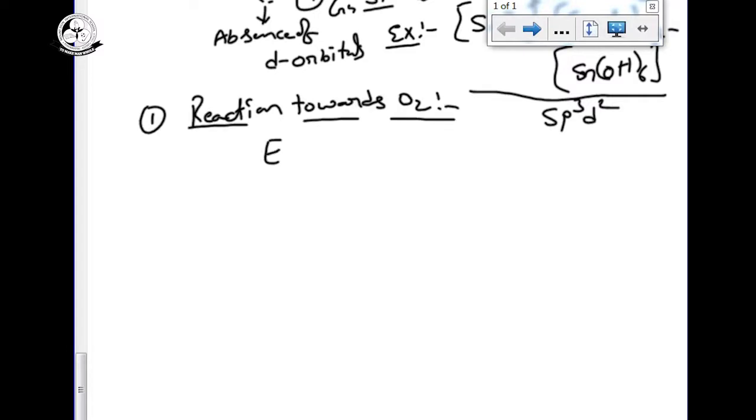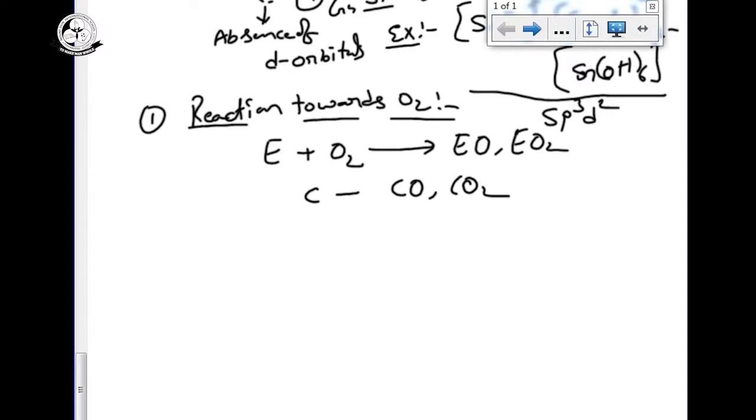This group of elements, which I am taking as E, on reaction with oxygen forms two types of oxides, EO and EO2. For suppose I am taking carbon. Carbon can form two oxides, carbon monoxide and carbon dioxide. Carbon monoxide is a neutral oxide, and carbon dioxide is an acidic oxide.